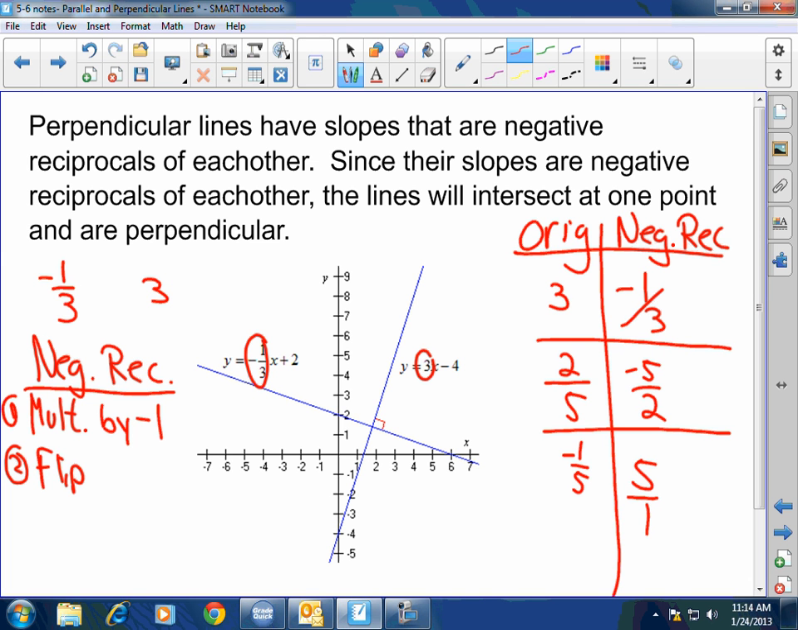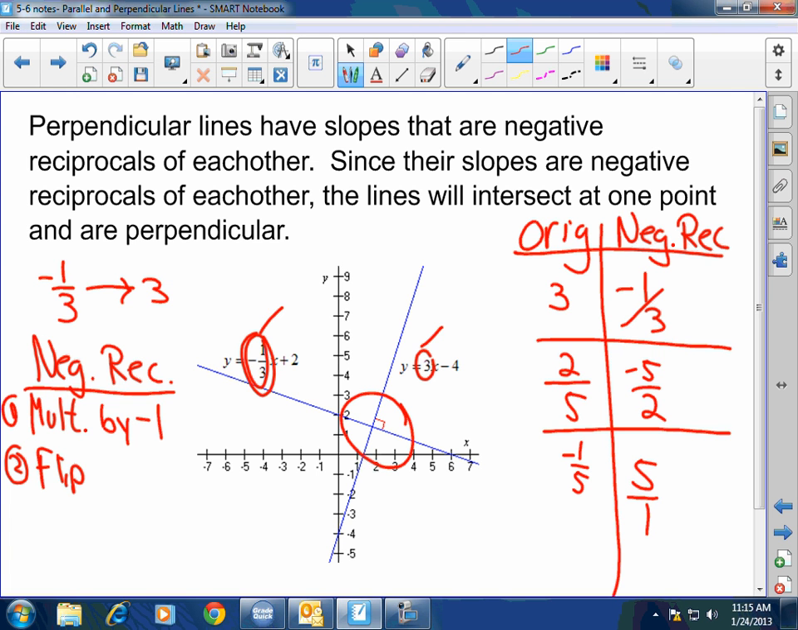Yes, sir? Why did you get the negative reciprocal of the first equation? The negative reciprocal of negative 1/3 is 3. So this and this are negative reciprocals, so there is a perpendicular line. When the slopes are negative reciprocals of each other, the lines are perpendicular.